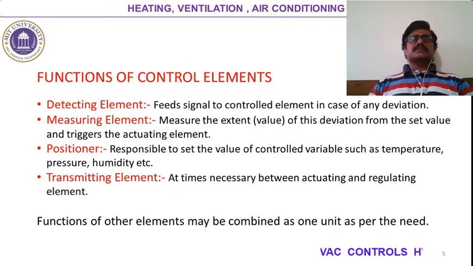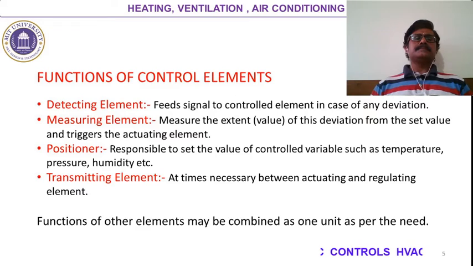The positioner. The positioner is responsible for setting the value of the control variable such as the temperature, pressure, and humidity. So some predetermined values can be set to the required number with the help of the positioner. Transmitting element. Many times it is necessary between the actuating and the regulating element. It acts as a link between the actuating and the regulating element. The functions of other elements may be combined together as one unit as per the need.